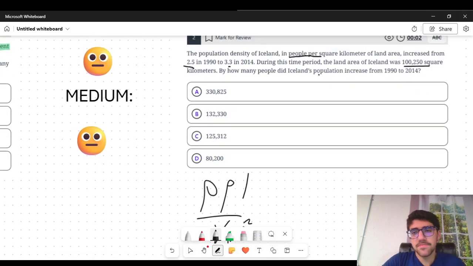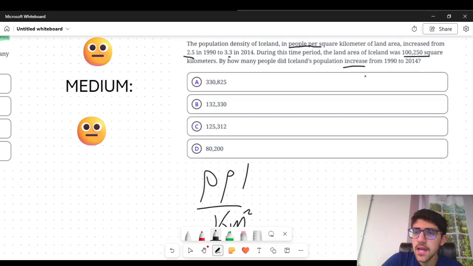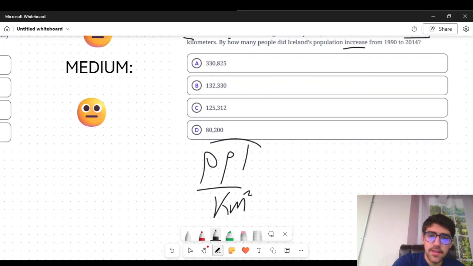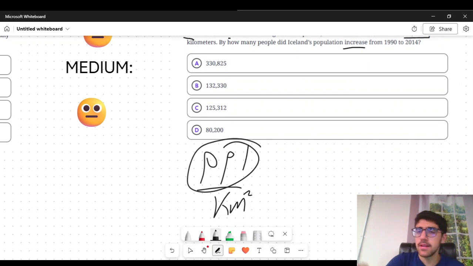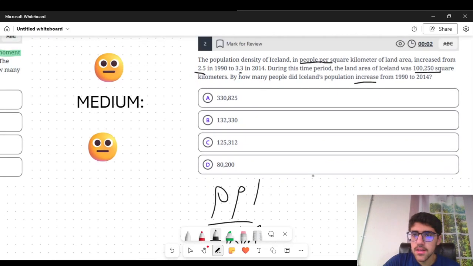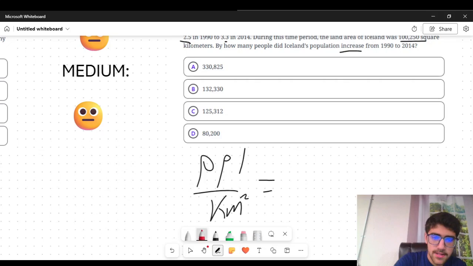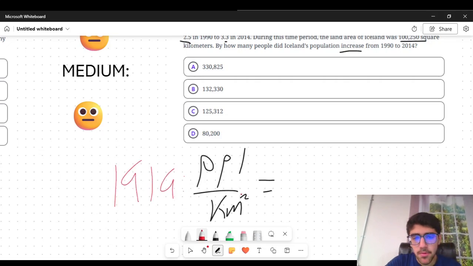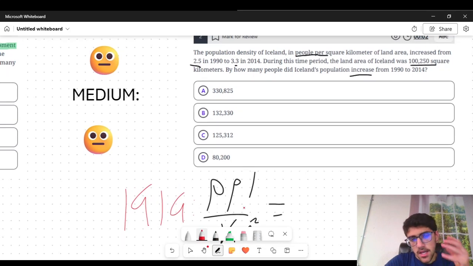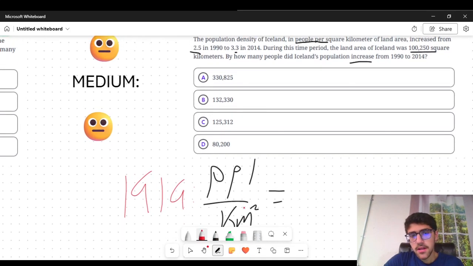So basically, we're trying to find the difference in Iceland's population from 1990 to 2014, and it tells us it's going to be increasing. So we want to find the number of people in 1990 and the number of people in 2014. So how can we solve this? First thing, let's just plug in what we know. We know that people per kilometer squared in 1990, we're going to do that first, it was people per kilometer squared, right?